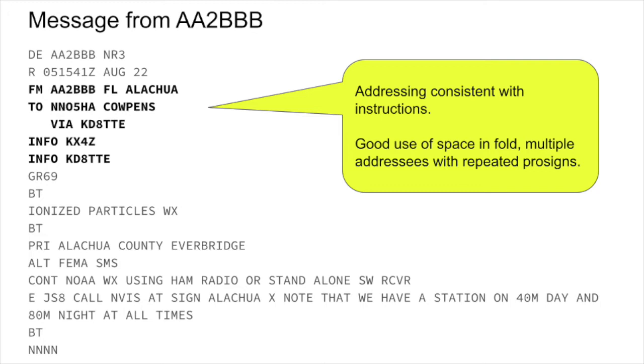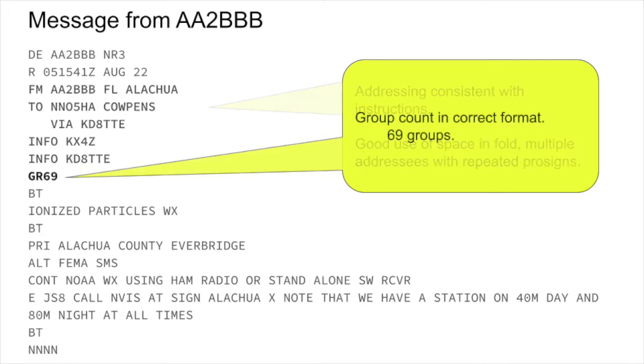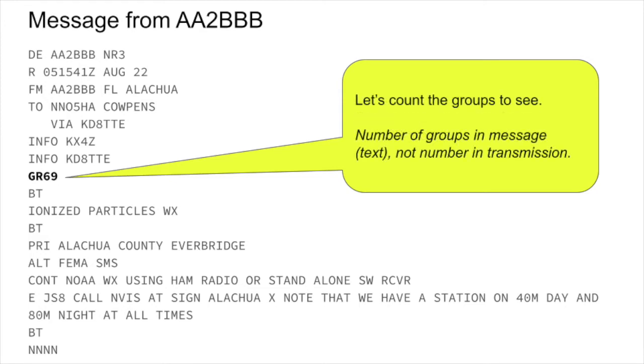We don't confuse it with an action addressee, and we also don't confuse it with a sign that is made up of multiple groups. By repeating the pro sign in front of KX4Z and KD8TTE, we know that we have separate information addressees. Good job. Moving on to our group count, we see 69 groups indicated.